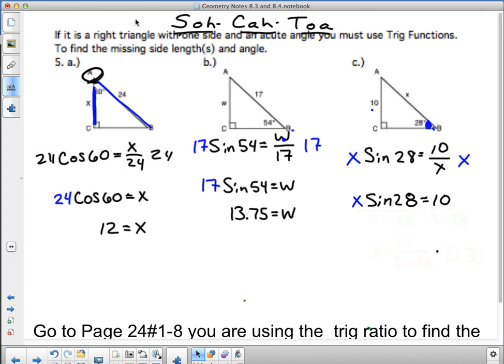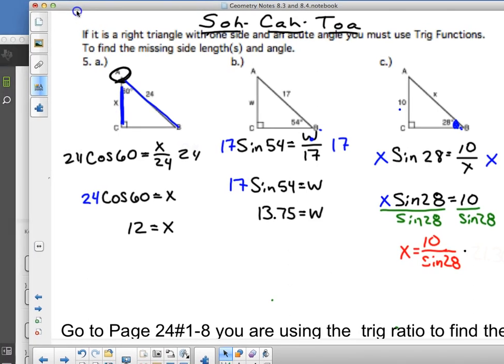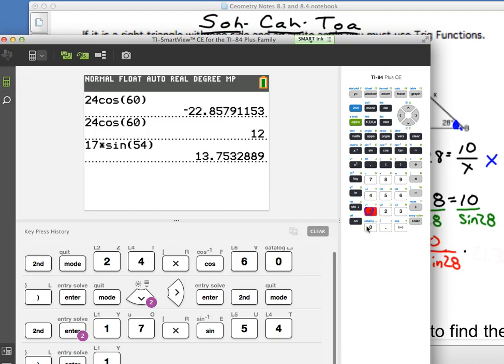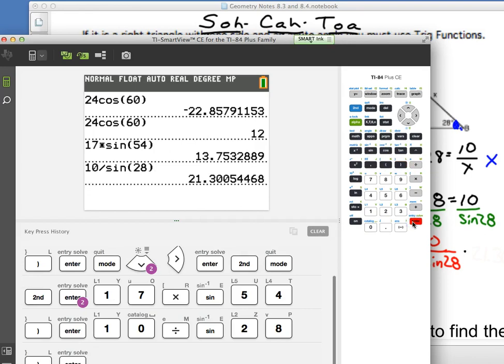In order to get x by itself, I've got to divide by sine of 28. Sine of 28, keep in mind, is one lump number. It's a number. Okay, I can't separate the sine and the 28. Once they're together, they are a value, and I have to deal with them together. So I divide by sine of 28 on both sides, and I get that solution to put in my calculator. I get 10 divided by sine of 28. So I'm going to go to my calculator. I put in 10 divided by sine of 28. And that's where my 21.3 comes from. Okay?